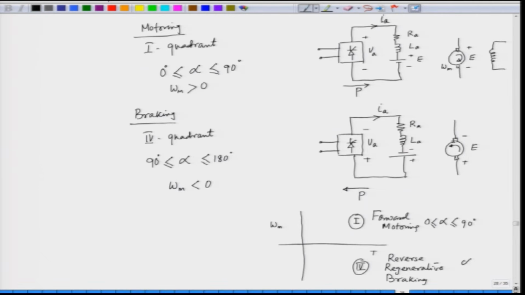And for this, alpha is greater than 90 and less than 180 degrees. So, we can only go for reverse regenerative braking provided we have negative speed in this case, and that is possible for overhauling loads, like active loads such as lifts etc. Those loads can be braked regeneratively.